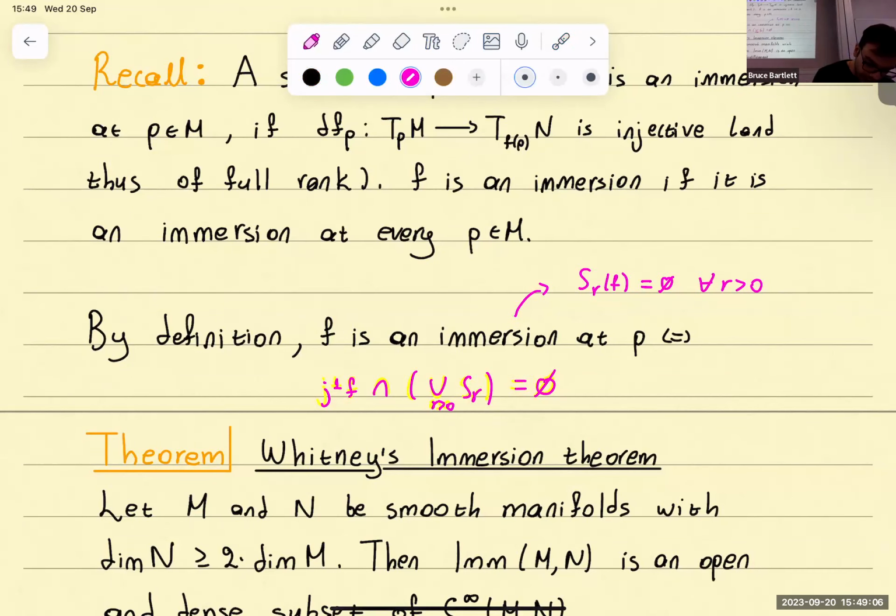That just follows by this cute little thing that we said: J1F of X is in S_R if and only if X is in S_R F. Okay.